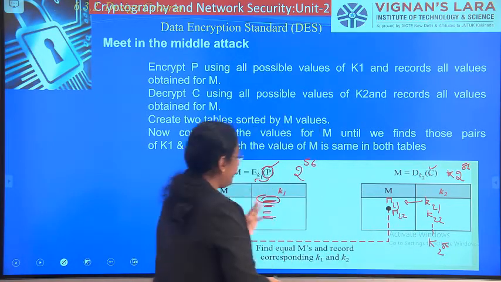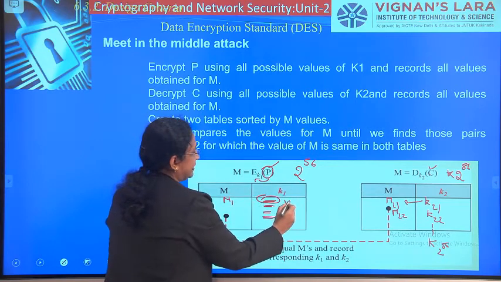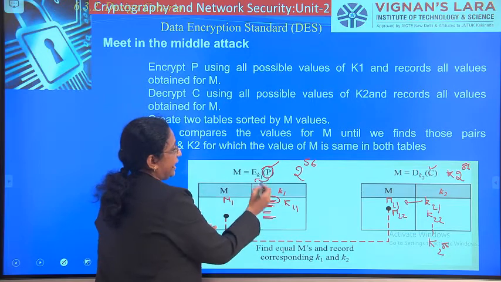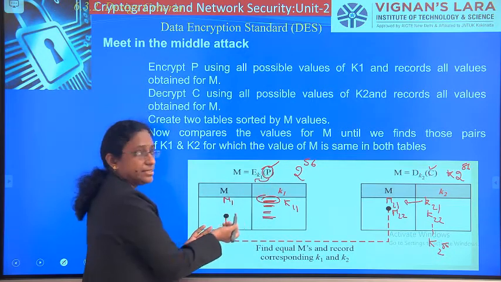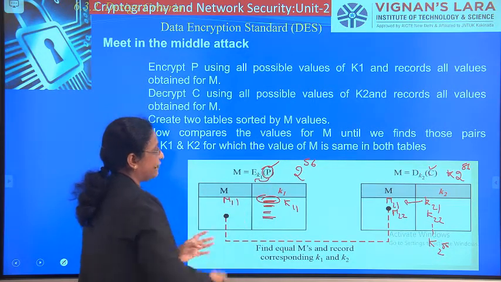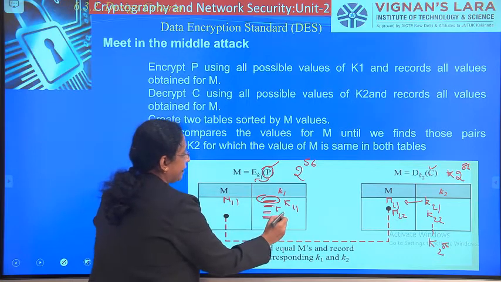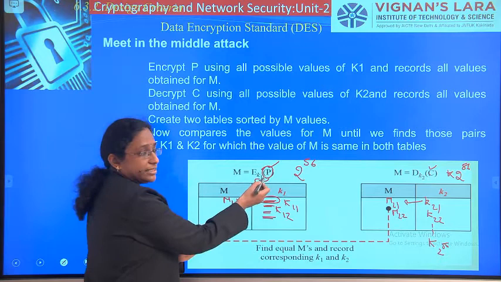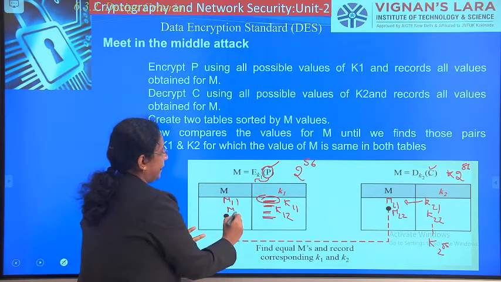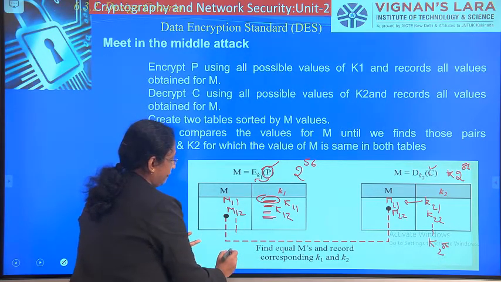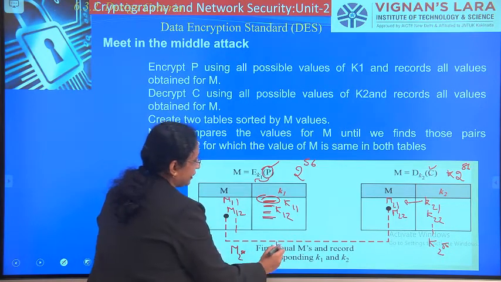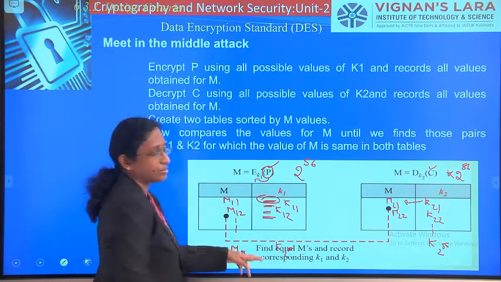Similarly here, suppose one possible key is K11. With this key he encrypts the message and gets some M11. With another possible key K12, he encrypts the plain text and gets M12. In that way he will be writing all the 2 to the power of 56 messages for all the 2 to the power of 56 possible keys.